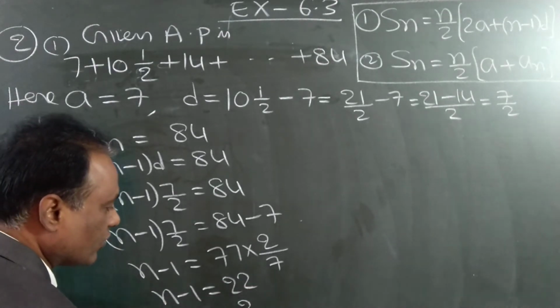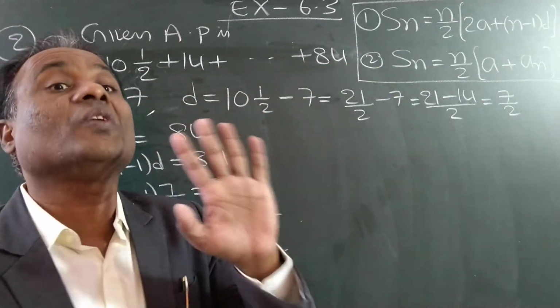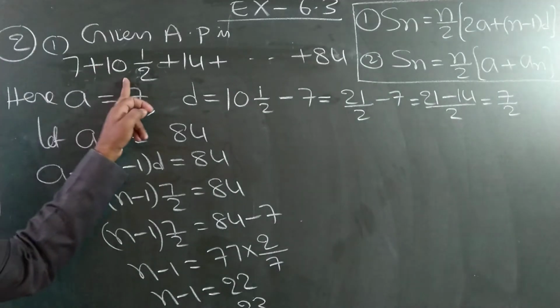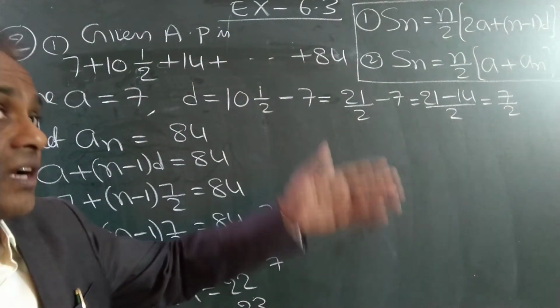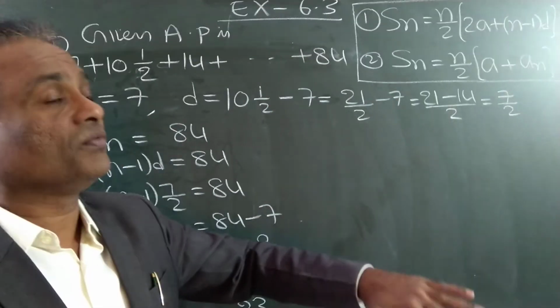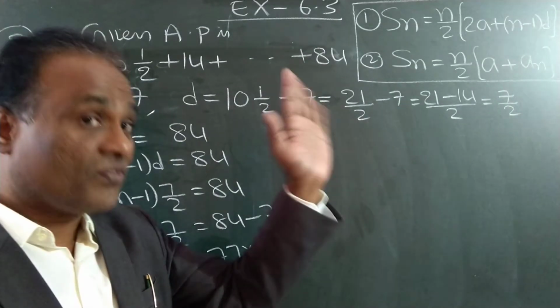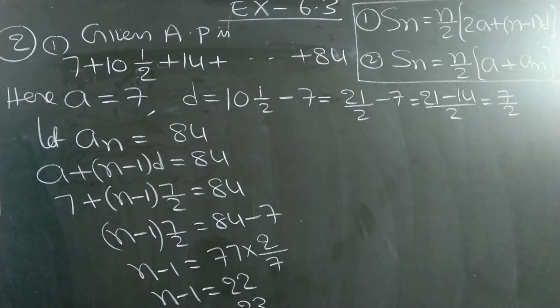22 plus 1, 23. So this series is having how many terms? 23 terms. 7, 10 and half, 14, 14 plus 3 and half is 17 and half, plus 21, 24 and half, plus 28, 31 and half, next 3 and half is 35, like that so on up to 84. How many terms is it having? 23 terms. We got n value.